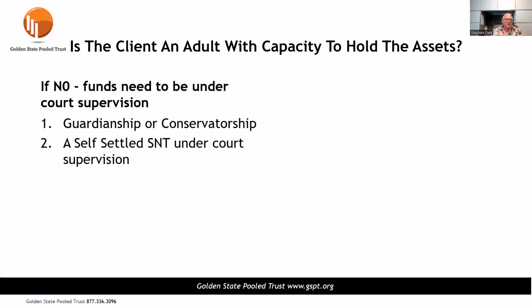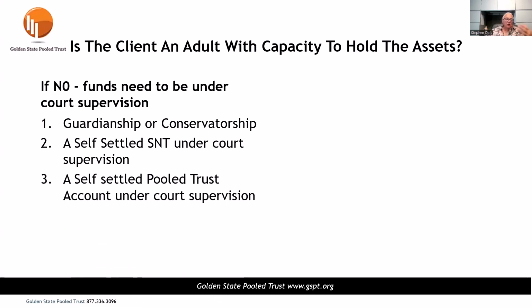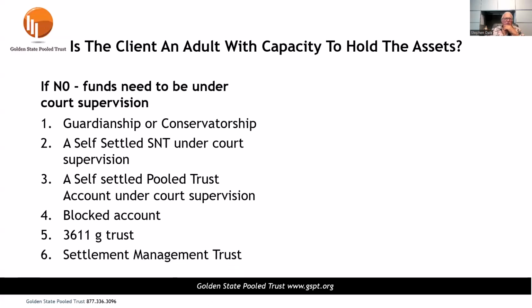A self-settled special needs trust under court supervision, or a self-settled pool trust, which can also be under court supervision. Once again, just using GSPT as an example, I believe we have cases in about 20 jurisdictions in California that are under court supervision. Blocked accounts sometimes can actually be pretty useful. There's a thing we're going to go through called the 3611G trust, and we'll go through the different variations of that. And kind of a new kid on the block here is the settlement management trust, or it goes by different names, but we'll talk about this.